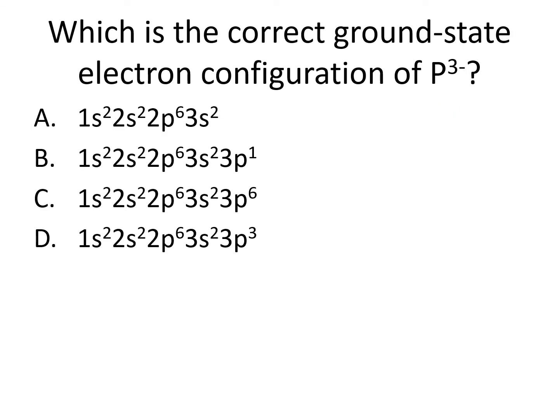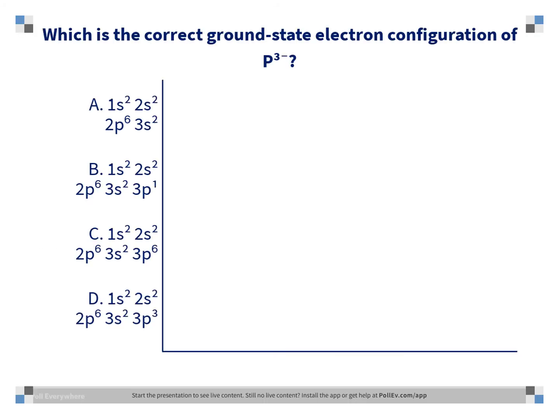Which is the correct ground state electron configuration of the phosphorus 3- ion? Is it A, 1s2, 2s2, 2p6, 3s2; B, 1s2, 2s2, 2p6, 3s2, 3p1; C, 1s2, 2s2, 2p6, 3s2, 3p6; or D, 1s2, 2s2, 2p6, 3s2, 3p3? The correct answer is C, 1s2, 2s2, 2p6, 3s2, 3p6. We start with a neutral phosphorus atom, which ends in 3p3, and then add 3 electrons because it is an anion.